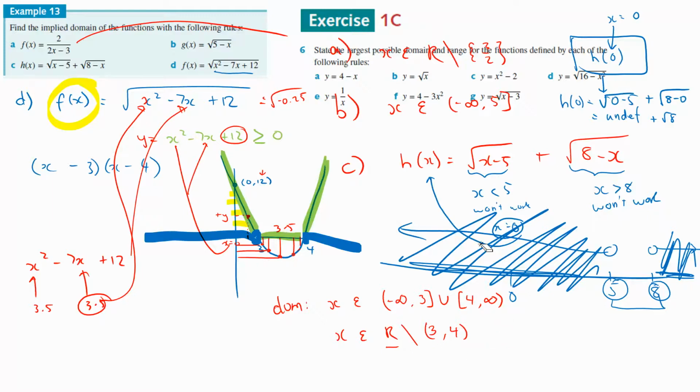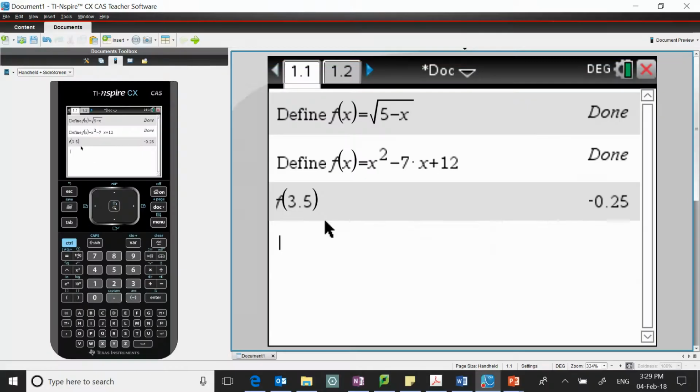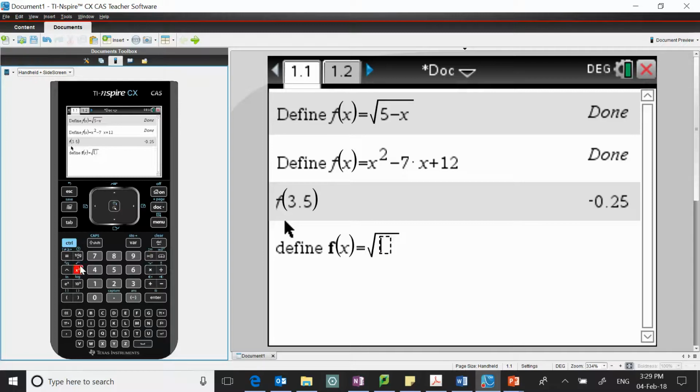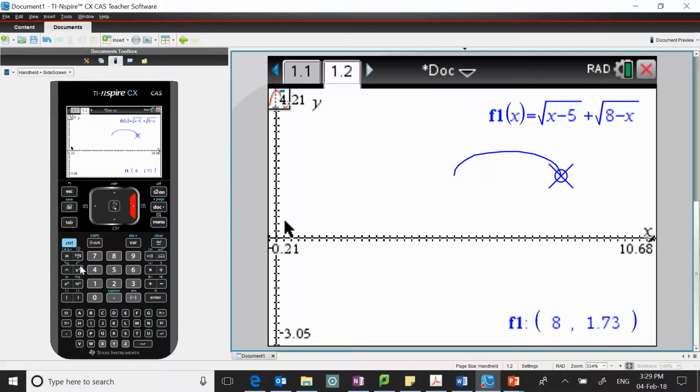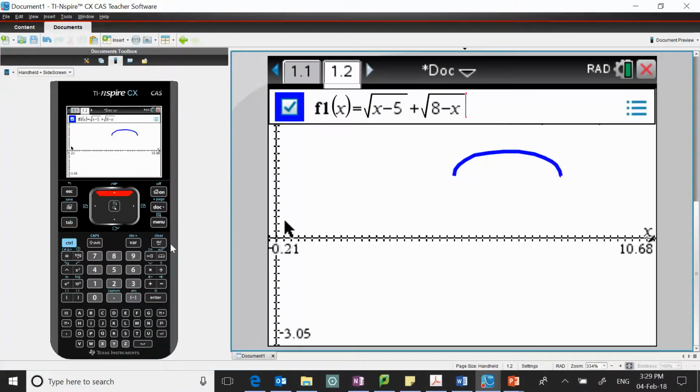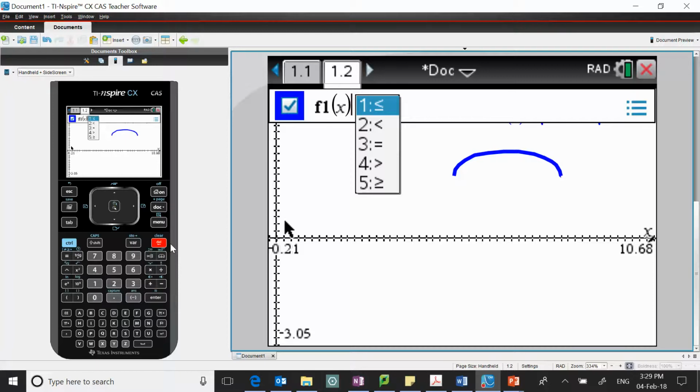But let's do this on a CAS so you can see what I mean, that any value between 3 and 4 should not exist on the graph. So if I were to do this, define f of x equals the square root of x squared minus 7 times x plus 12. Okay, we go to the graph, and I go up here and do f of x.